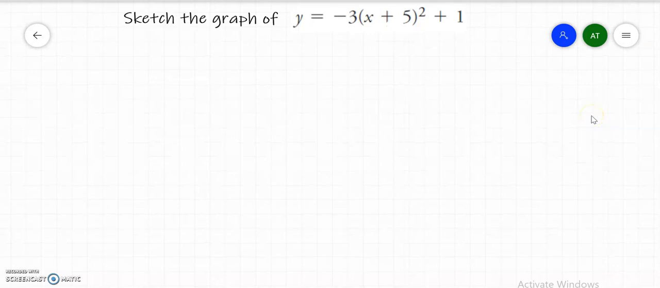I have given the vertex form of the quadratic equation, that is y equals -3 into (x plus 5) whole square plus 1. I will graph this vertex form by using a second method of graphing the vertex form of the quadratic equation, that is called the step method.